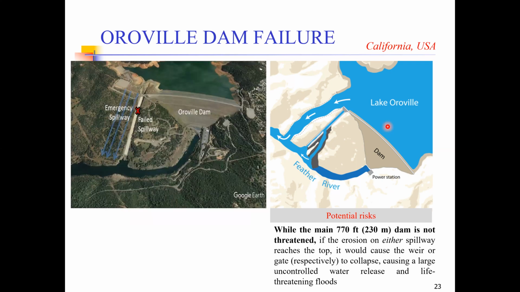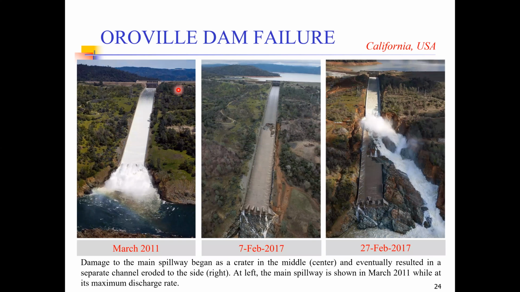So this shows a Google image of the whole dam structure. This is the failed spillway here, some emergency spillway locations, and the main dam structure. And it also shows some of the case history of the Oroville Dam. This is in its glory days when it was working perfectly. Then on 7th Feb, it started eroding, and the erosion expanded after the failure of the main spillway.